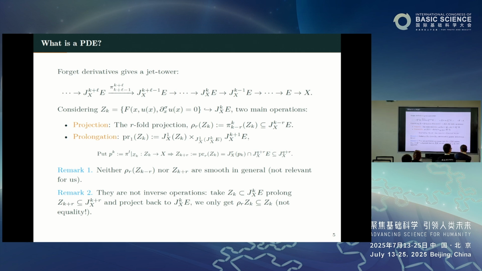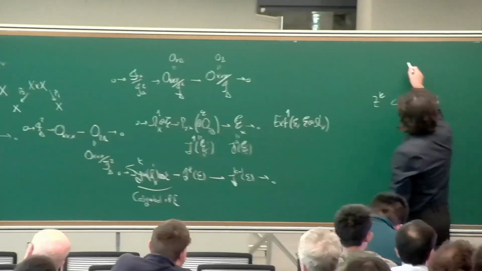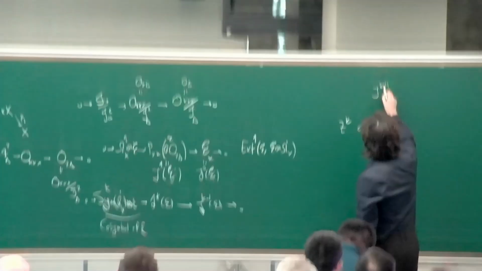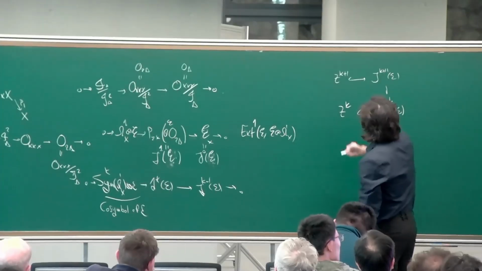So let's say I have jet k of E, I have subspace Z_k here, and I have jet k plus 1 of E, and I have subspace Z_{k+1} in here.